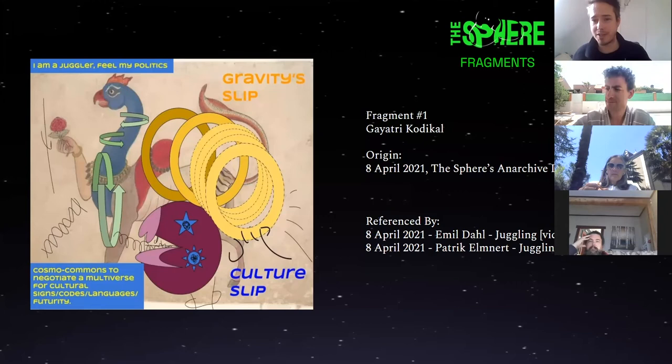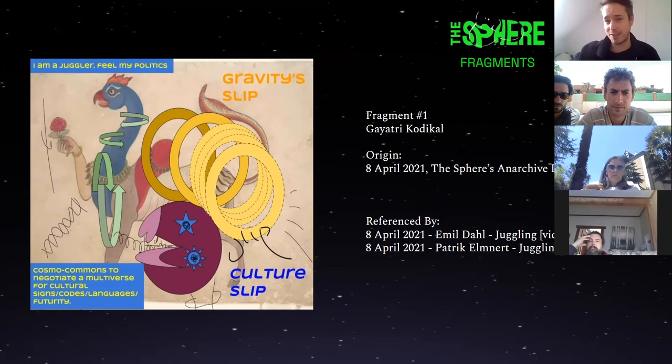I will go through them really shortly because we have a lot to deal with, but it's just so that you understand or feel that there is a sense of flow that is being generated within the sphere collective and that manifests itself in different ways. So here is a fragment that I personally like a lot from Gayatri that signals towards the third lab.